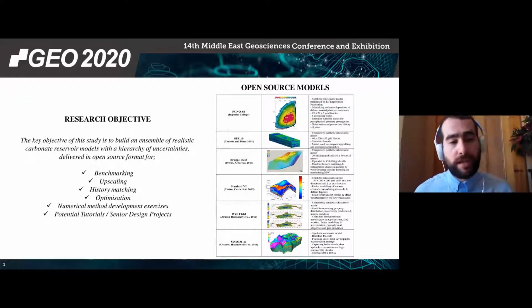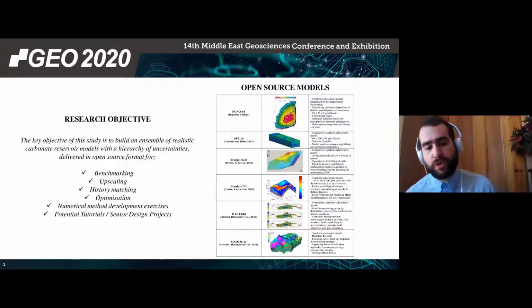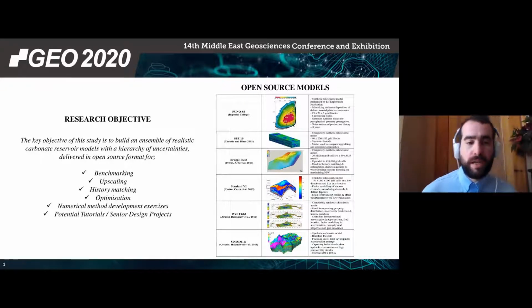So the research objective has been and continues to be to build an ensemble of realistic carbonate reservoir models with a hierarchy of uncertainty delivered in an open source format for benchmarking, upscaling, history matching, optimization, numerical method development exercises, and potential tutorials and senior design projects.